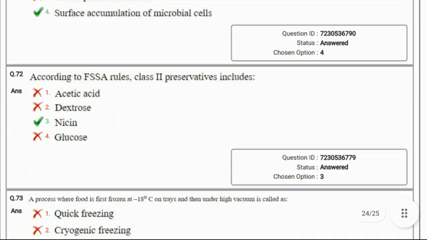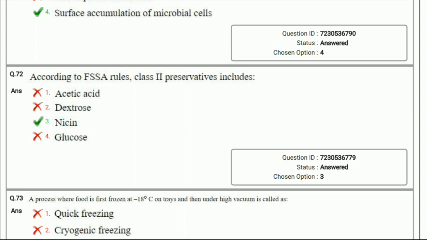Next question. According to FSSA rules, class 2 preservatives include. We know that there are two categories, class 1 preservatives and class 2 preservatives. Class 1 preservatives include all the natural ones, like salt, sugar, oil, natural acids. So all these are class 1 preservatives. And in class 2 preservatives, the answer is niacin and other chemicals like sulfur dioxide, benzoic acid, KMS, and different others.